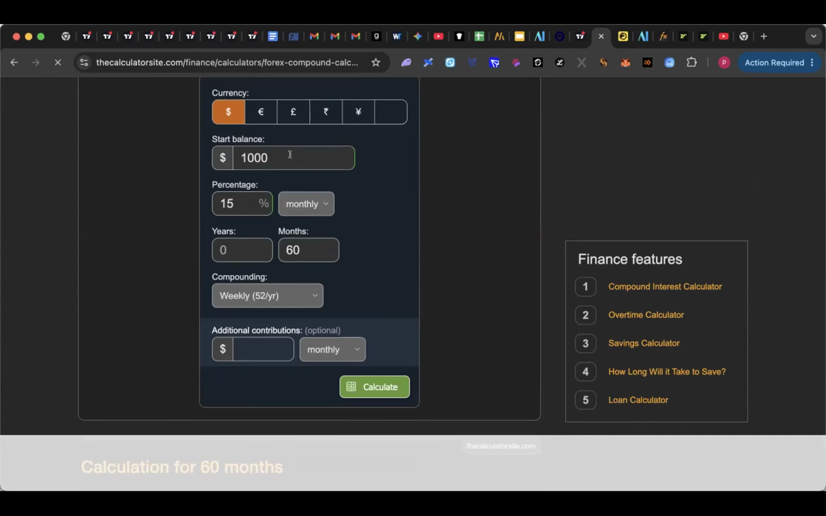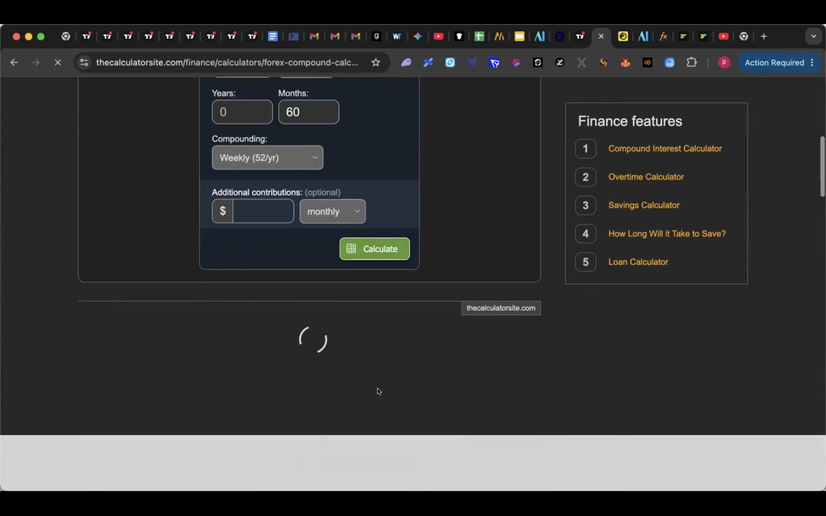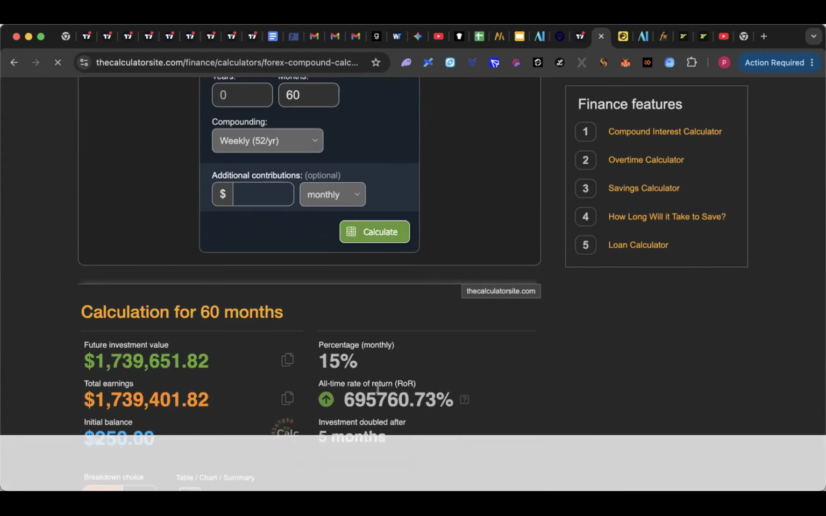So if you go by the least I can do the calculation, it is $250, and I have it with intention. So if I have $250 that I compounded for the next 5 years, how much will I amount to? That's 1.7 million.